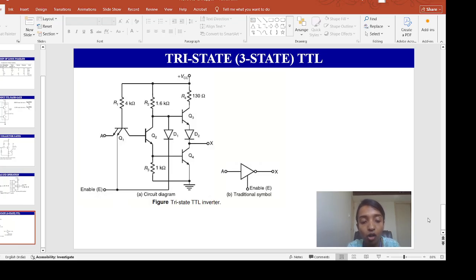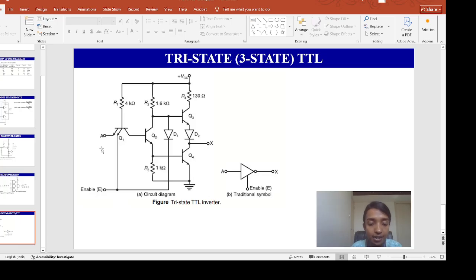Now we have tri-state TTL, or three-state TTL. The tri-state TTL has the advantage of the high speed of operation of the totem pole circuit. Also, wire ANDing of the open collector configuration is possible here. It is called tri-state TTL because it allows three possible output states: one is high, another is low, and another is a high impedance or high Z state.